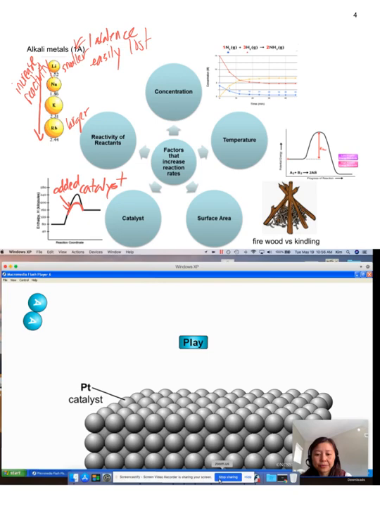Now take a couple of minutes, pause the video, and read on equilibrium, because equilibrium begins this idea that the rate of the forward reaction equals the rate of the reverse reaction. That's why we're talking about rates in this unit as well, because equilibrium is defined by the average rates of the forward reaction and the reverse reaction being equal.